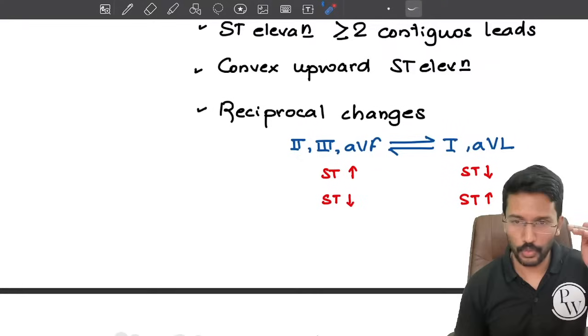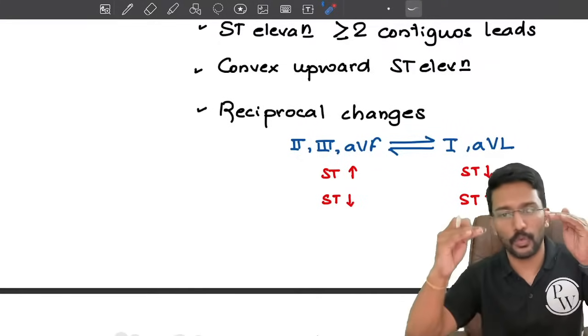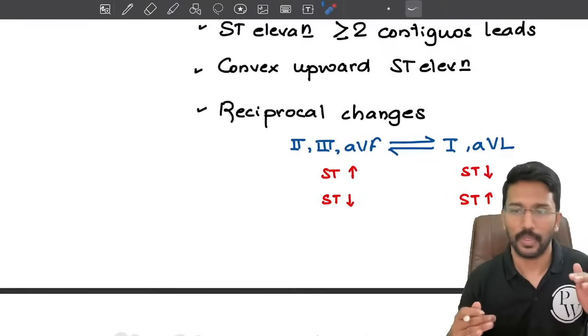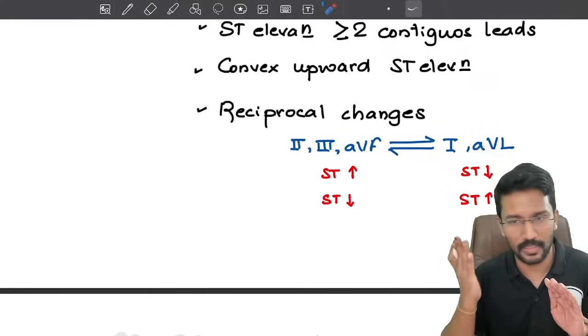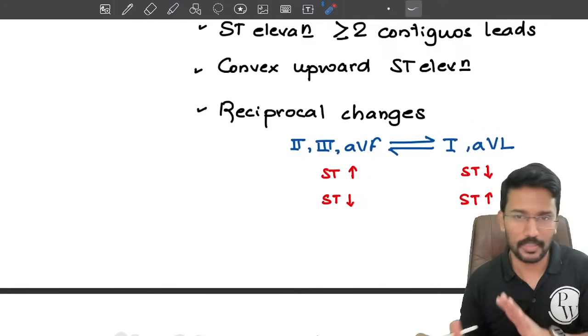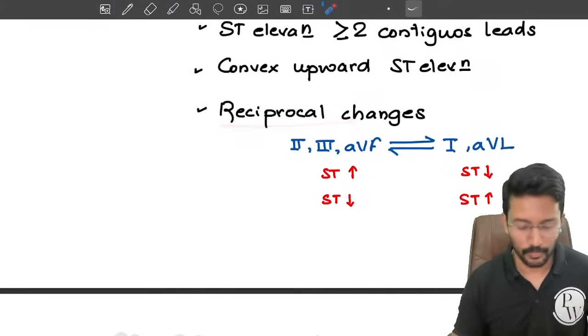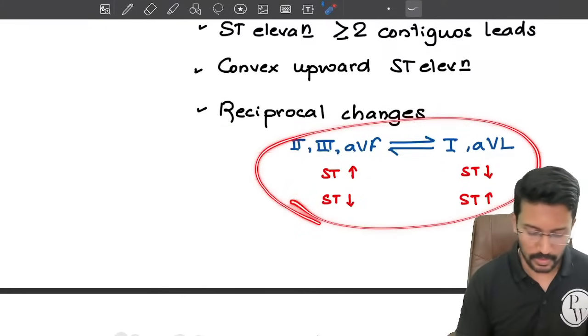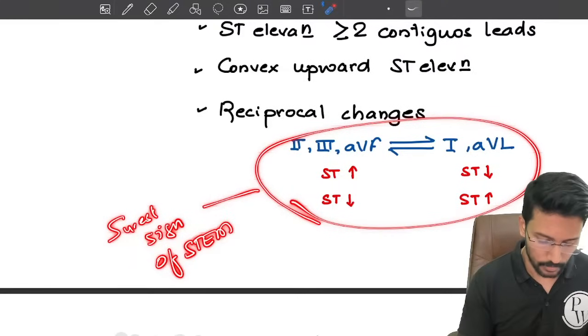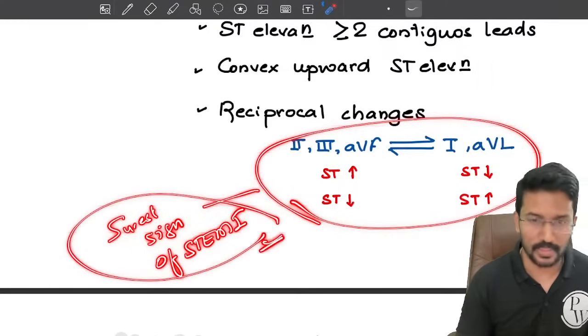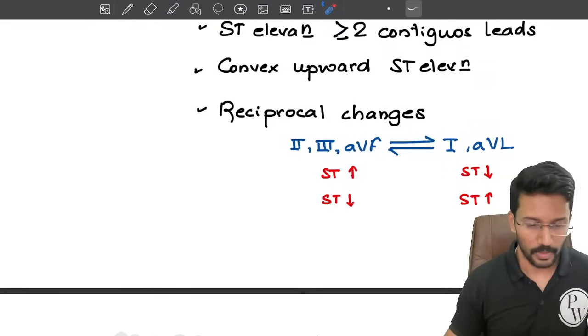They are positioned in such a way that they are looking at each other in an opposite direction. So if one lead is going to show ST elevation, the other lead will be showing ST depression. If we see one lead showing ST elevation and a counterpart lead showing opposite changes, we call them reciprocal changes. And the presence of reciprocal changes is the surest sign of STEMI. The most definite sign of STEMI on ECG is the presence of reciprocal changes.